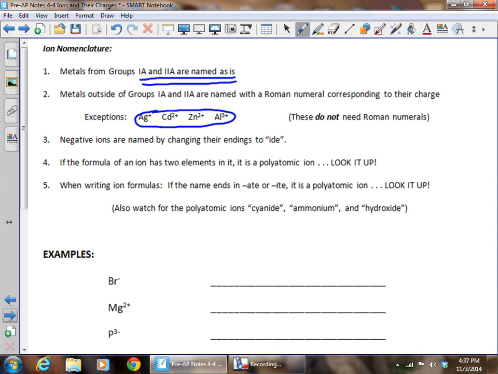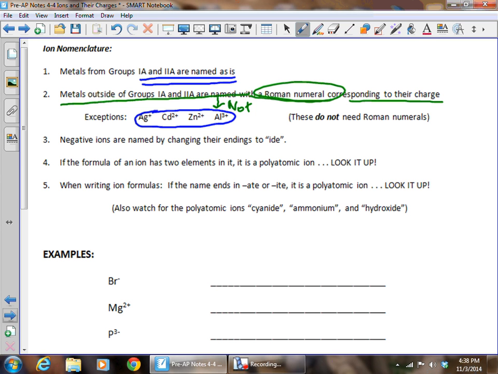Roman numerals are what we use to show the charge on our sea of unknown charge elements. So if we have metals outside of groups 1A and 2A and metals that are not part of this, then they are going to need a Roman numeral corresponding to their charge. So those are going to be our most difficult ones to name, and we're going to look at that in just a moment.